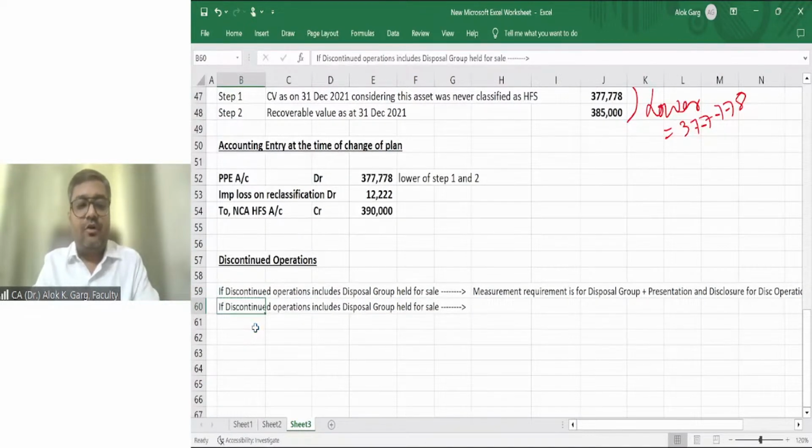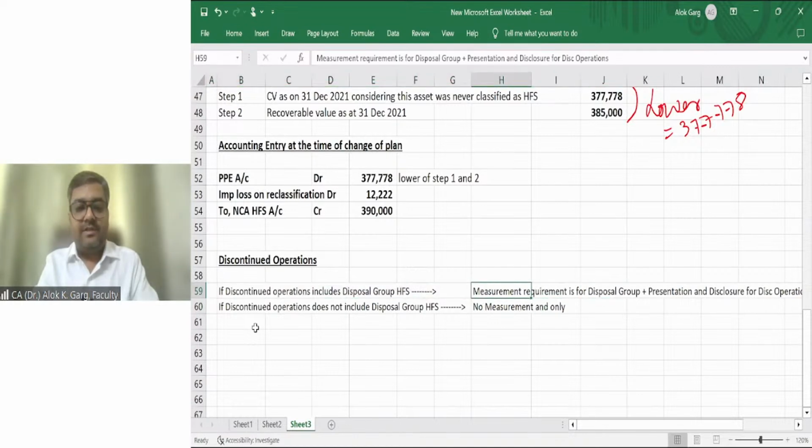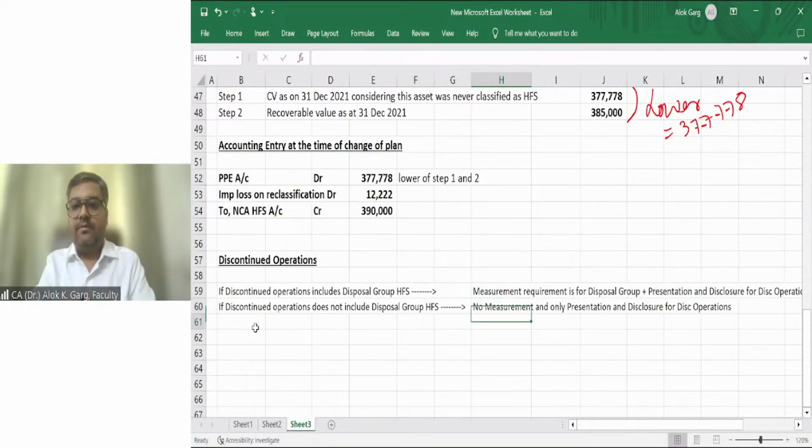If a discontinued operation does not include a disposal group held for sale, let me write it as HFS, in that case, there is no measurement and only presentation and disclosure of the discontinued operation. Only presentation and disclosure for the discontinued operation, right friends?